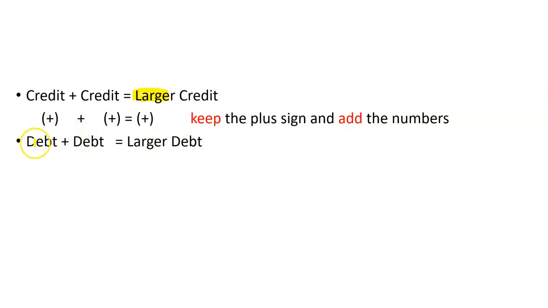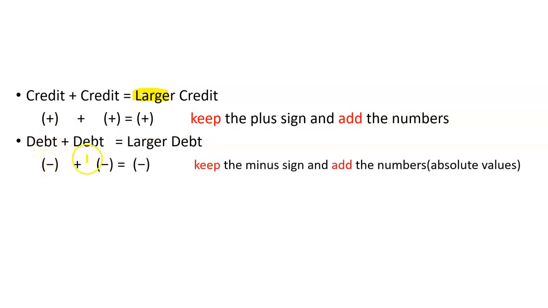So that tells us debt plus debt, and debt we know is negative. Debt is a negative number, and so the answer will still be debt, because when you're combining two debts, you're still going to end up with debt. So that's why the sign is still going to be negative. But for the numbers, $3 debt, $5 debt, you're going to add those two numbers to get a larger debt.